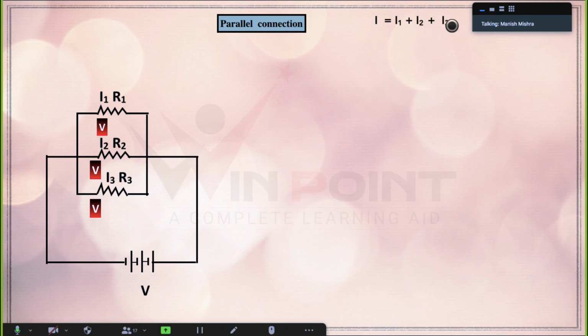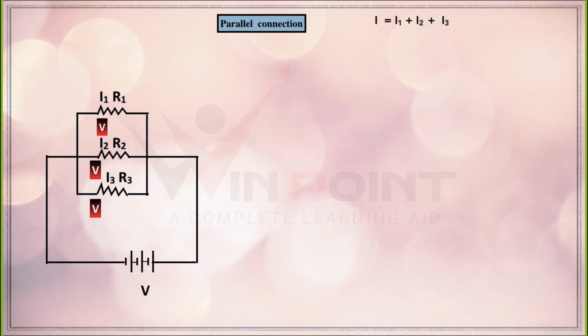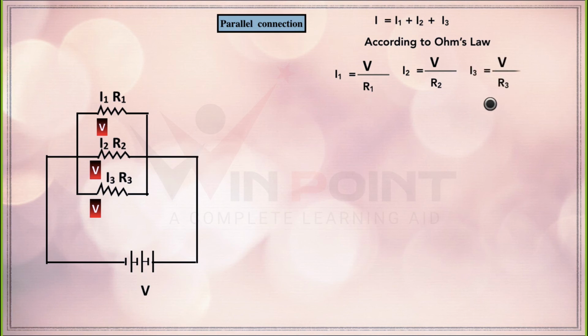We are going to find the equation for the total current. Total current I will be equal to I1 plus I2 plus I3. What is the equation for I1? According to Ohm's law, it is V by R1, because V is the voltage here and R1 is the resistance. I2 will be equal to V by R2, and I3 will be equal to V by R3. Everywhere we are using Ohm's law.